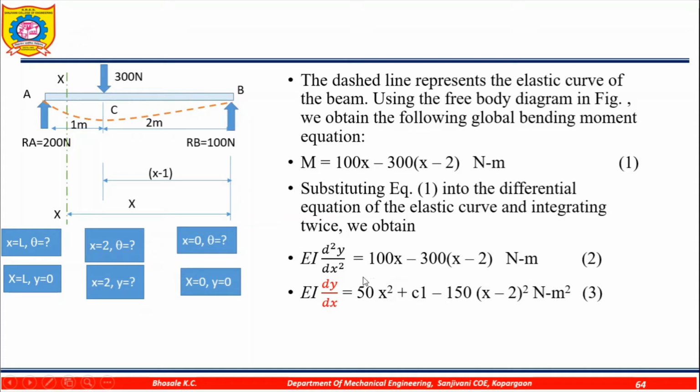Here we have to write down the constant of integration with the first term. There are 2 terms, 1 and 2. Write down this constant of integration with the first term only, plus C1, minus 150 into bracket x minus 2 square, and then again integrate it. So EIy equals 50 by 3 x cube plus C1x plus C2 minus 50 into x minus 2 cube. Here we are integrating the total bracket and then finding the integration.